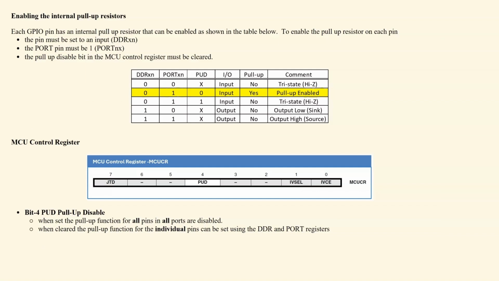Each pin on the microcontroller has a pull-up resistor that can be enabled or disabled using the data direction, port, and MCU control registers. As shown in the table, to enable the pull-up resistor, the pin must be set as an input using the data direction register, the corresponding bit in the port register is set, and the pull-up disable bit in the MCU control register is clear. We can see the MCU control register here and how bit 4 is used to enable and disable the pull-ups.